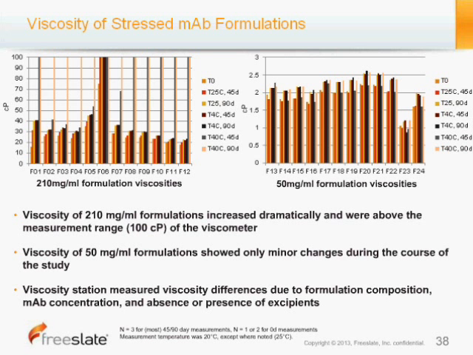You can see that the viscosity of those formulations is significantly lower than the viscosity of the 210 milligram formulation. And in addition, you can see that over the course of the study, the viscosity of the 50 milligram per mil formulation showed only minor changes from the original measurement at T0. And so the Viscosity Station was able to measure the viscosity difference through the formulation composition, monoclonal antibody concentration, and the absence or presence of excipients.